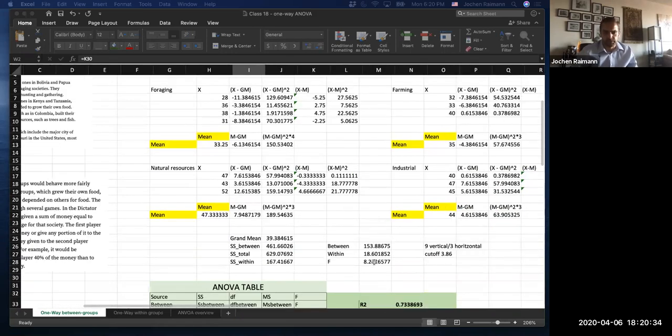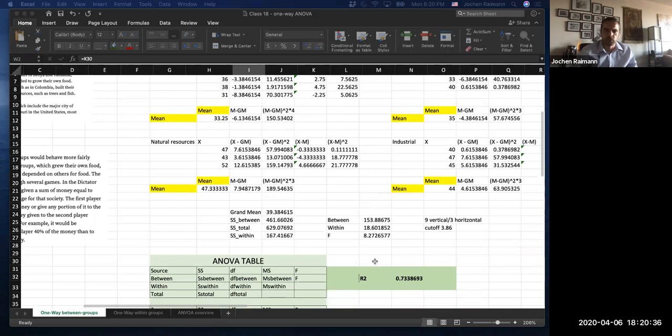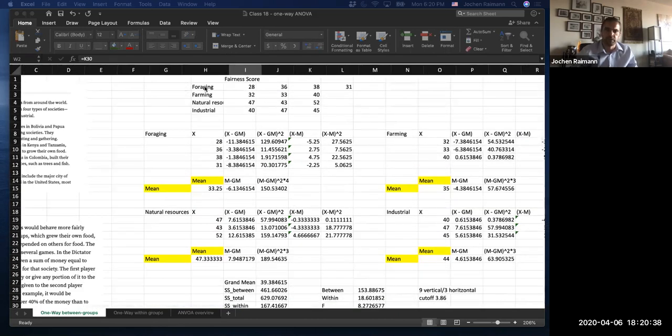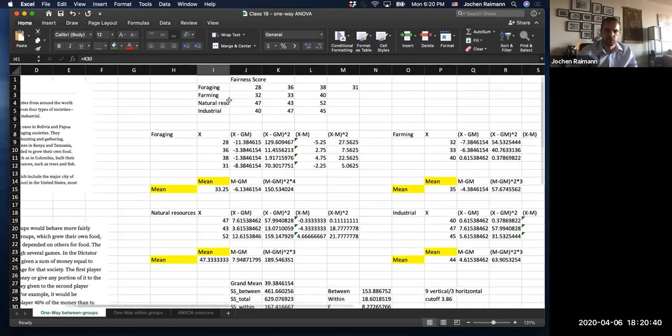So we went through this, right? We calculated all of this. So we have here a fairness score. We have fairness score values for the foraging society, fairness scores for the farming society, and fairness scores for the natural resources society and for the industrial society.